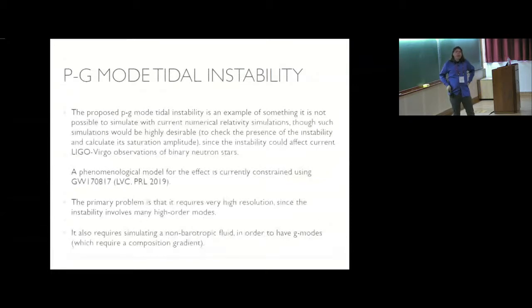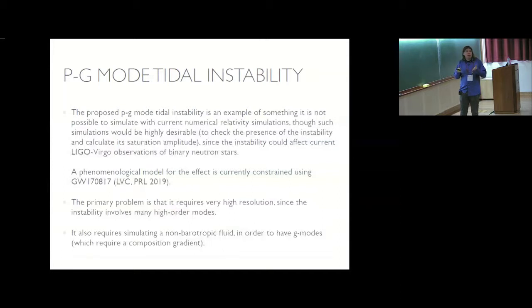Something else to keep in the back of our minds between these situations is: can you say anything useful on this p-g mode tidal instability? Here the idea is that you have a diurnal tide from the companion that couples to high-order pairs of modes, so these p modes and g modes, which are buoyancy modes. The difficulty here is that we have done perturbative calculations, but they said this could be an effect, with no way of actually telling with the calculations able to be done currently.